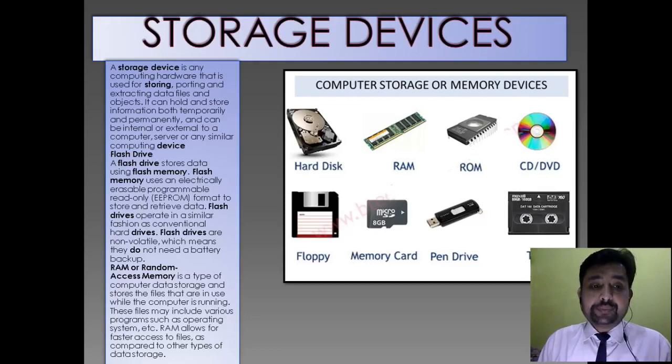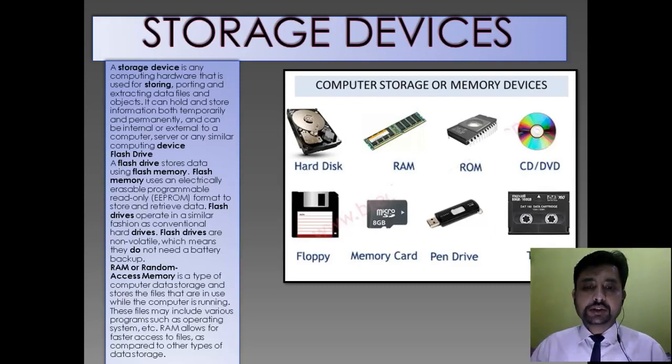Next is RAM, or random access memory. It is a type of computer data storage that stores the files that are in use while the computer is running. These files may include various programs such as the operating system, etc. RAM allows for faster access to files as compared to other forms of data storage.